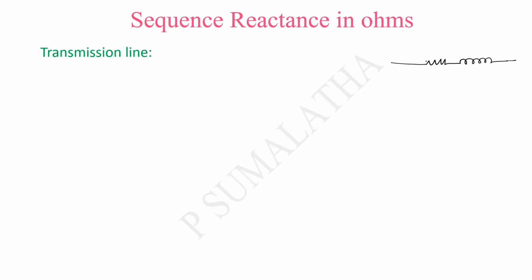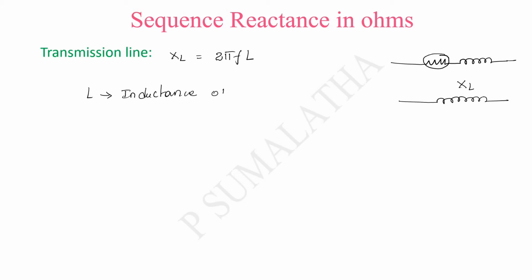But for simplicity, in our problem we have neglected this resistance and we are considering only the inductive reactance of the transmission line. And we know the inductive reactance of the transmission line is equal to 2 pi F into L, where L is the inductance of the transmission line.